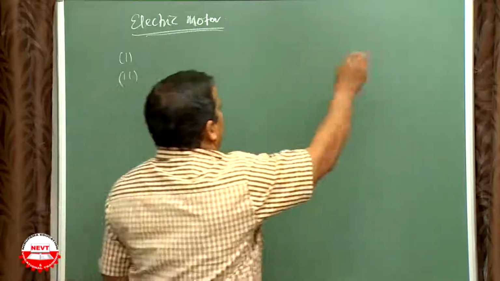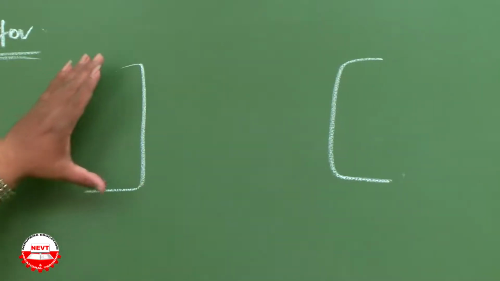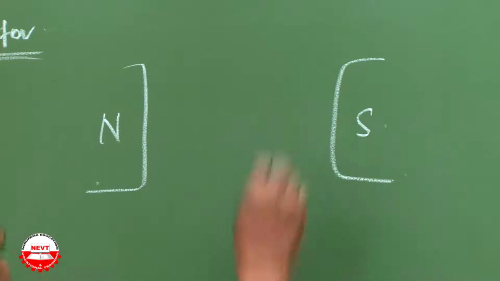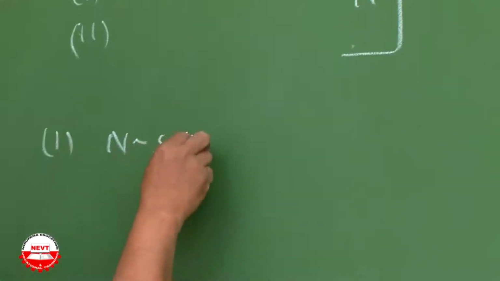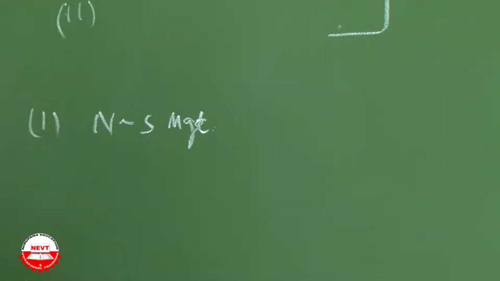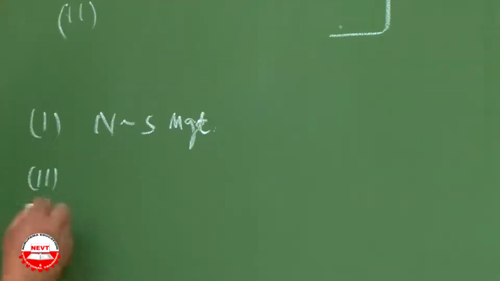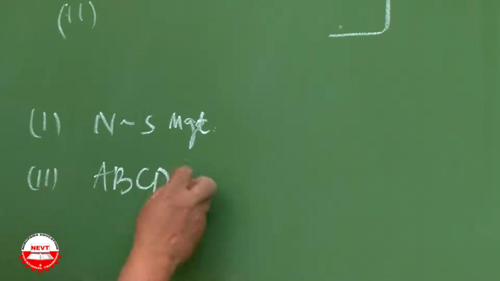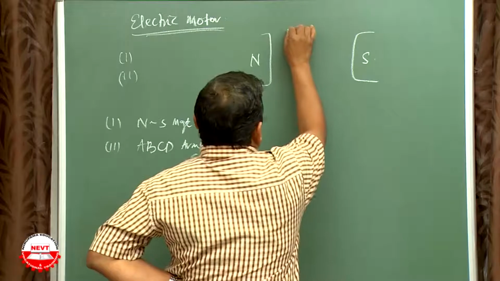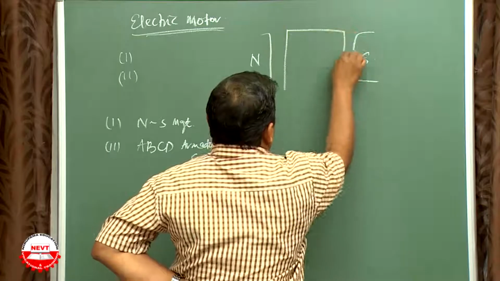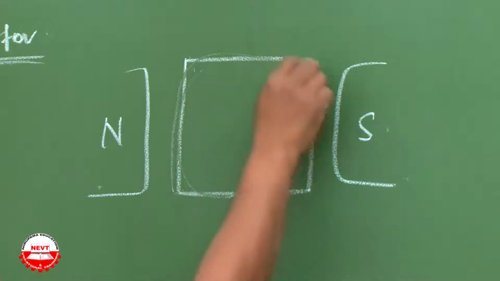So I am drawing a rough diagram here. Let's say this is the core of a horseshoe magnet, that means the opposite poles of two bar magnets, north and south. It has 4 parts. First one is the NS magnet, that means a strong magnetic field is created here. Second, the ABCD armature coil. Inside the core of the horseshoe magnet, I am showing you a rectangular armature coil in which a number of turns of wire are made.